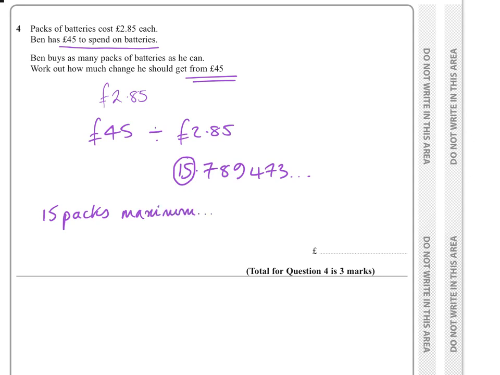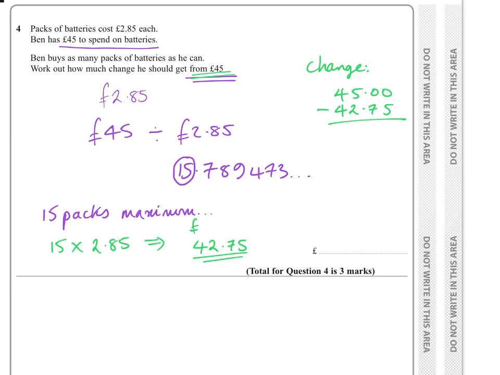Now we've got to work out how much change he should get from £45. So if we do 15 times 2.85, that will give us in pounds how much 15 packs would cost. So 15 times 2.85 on the calculator, well, that is £42.75. So if we want to work out the change, how much is left, then we'd have £45 take away 42.75. I'm going to use the calculator, and we'd have £2.25.